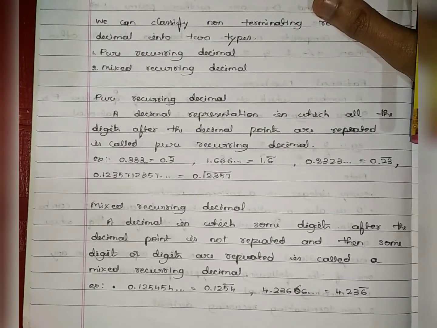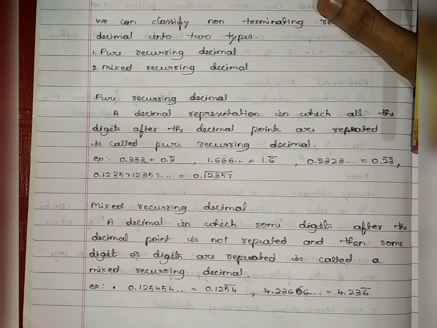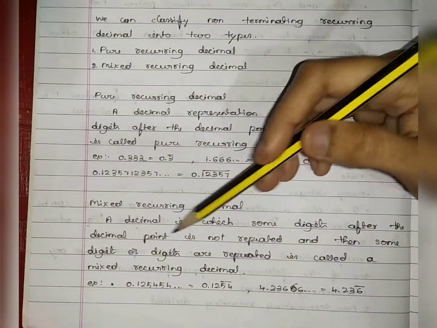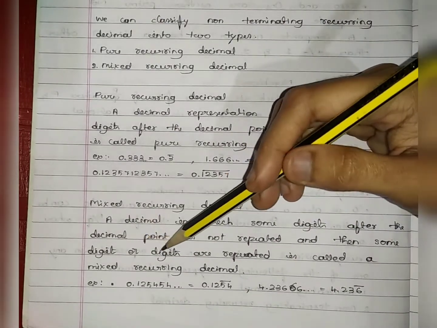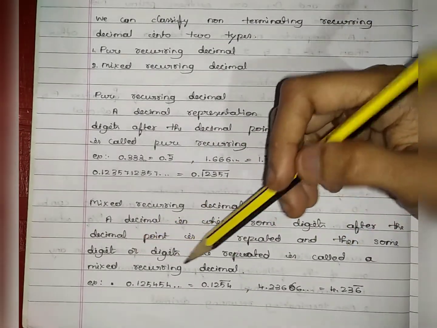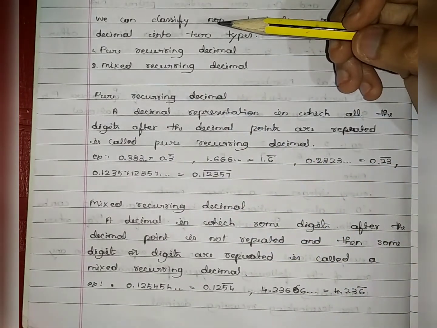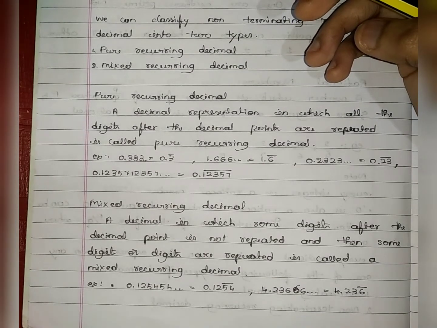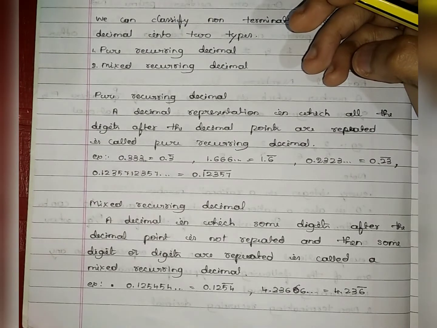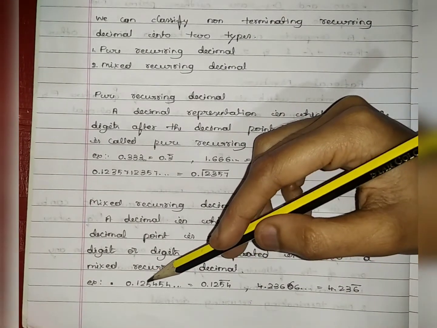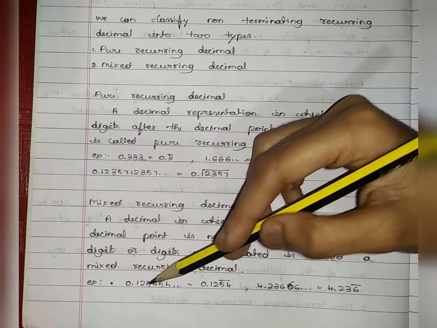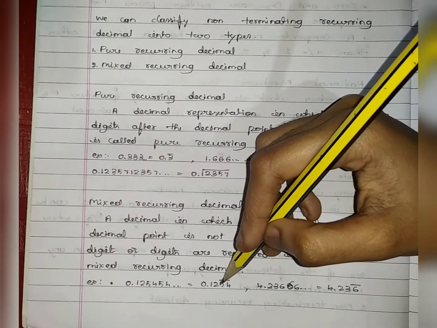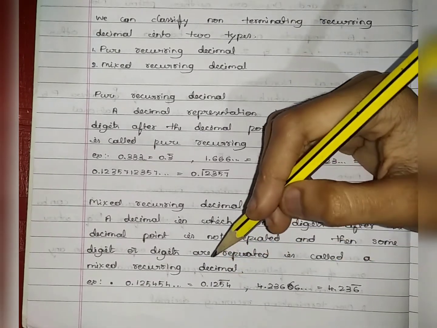Let us see the mixed recurring decimal. What is the difference between mixed recurring and pure recurring? In mixed recurring, a decimal in which some digits after the decimal point are not repeated and then some digits are repeated is called a mixed recurring decimal. In pure recurring decimal, all the digits get repeated, but in mixed recurring, some digits don't repeat and then some start repeating. See here, 1 2 stopped right there, then 5 4 5 4 will continue. You can write it like 0.12 followed by 54 with a dash for simplification.